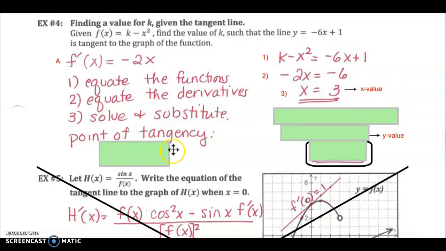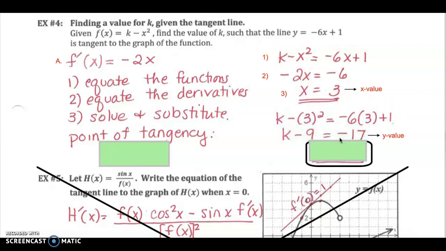Now, to find what k would be, if we went ahead and subbed this back in, it says solve and substitute. So we're going to solve or substitute 3 back in up here to step 1 to get k by itself. So when we do that, it looks like this. Now we're going to simplify each side and we get k minus 9 equals negative 17.